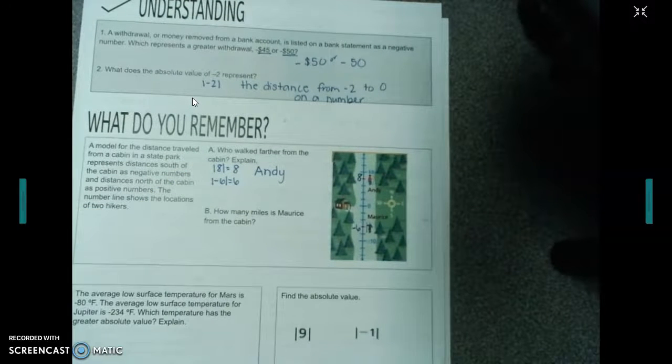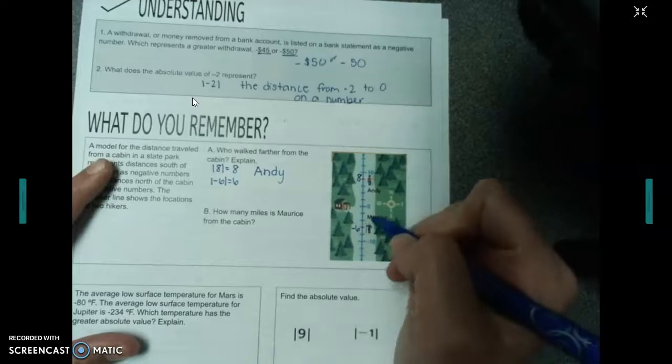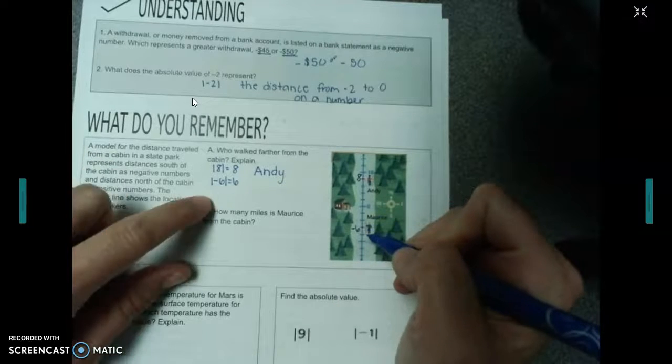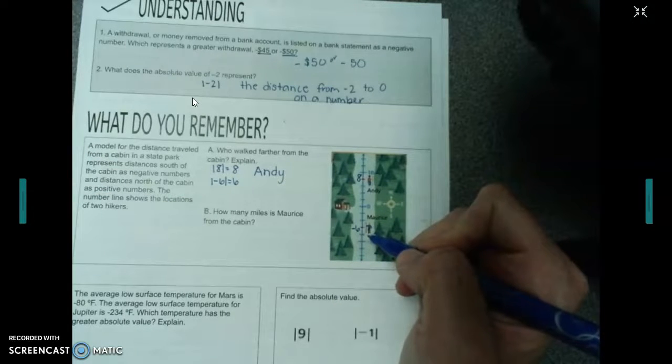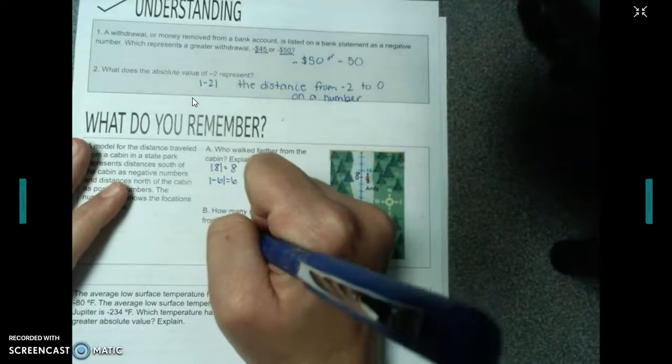How many miles is Maurice from the cabin? So if we're saying miles, and he's down at negative 6, we said the absolute value of negative 6 was 6. He is 6 miles away.